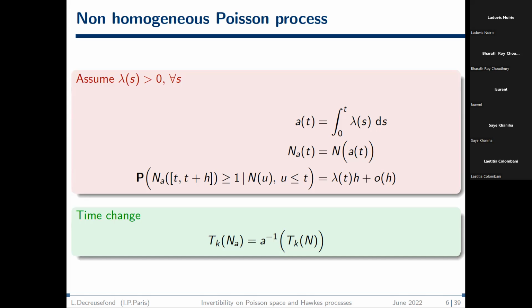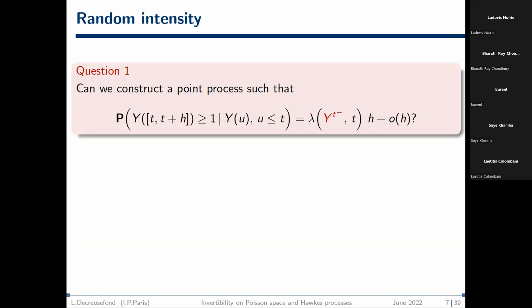Okay. So far, so good. But now I'm still not satisfied. Now I want a local intensity which depends on the process itself.